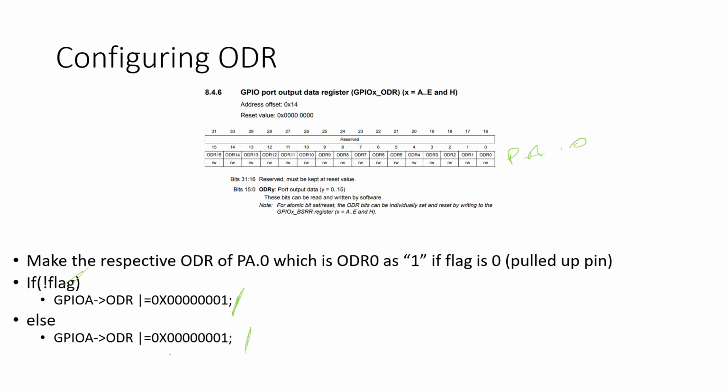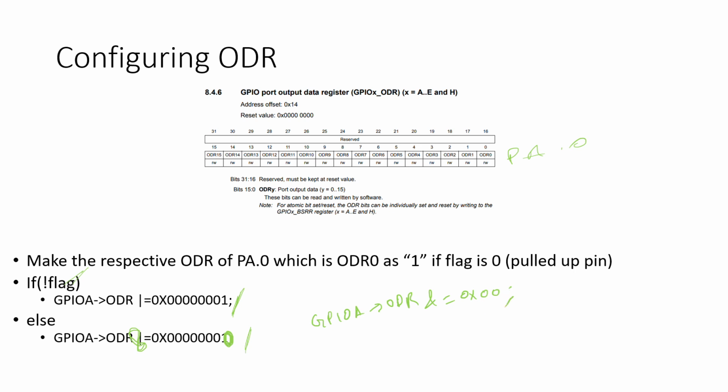It is a slight mistake. You can keep it as AND here, because when you want to change the state to 0, you have to AND it with 0. When you want to change the state to 1, you have to OR it with 1. So this will be GPIOA arrow ODR AND assign with 0x00.